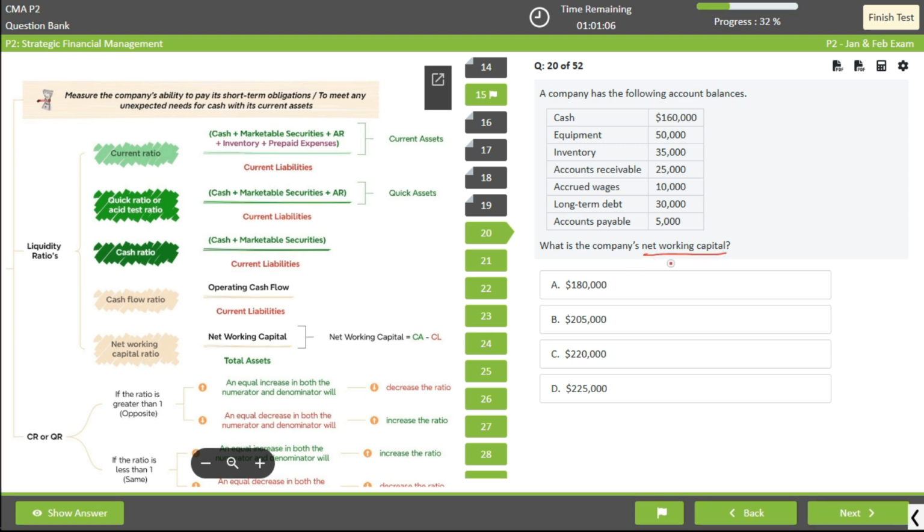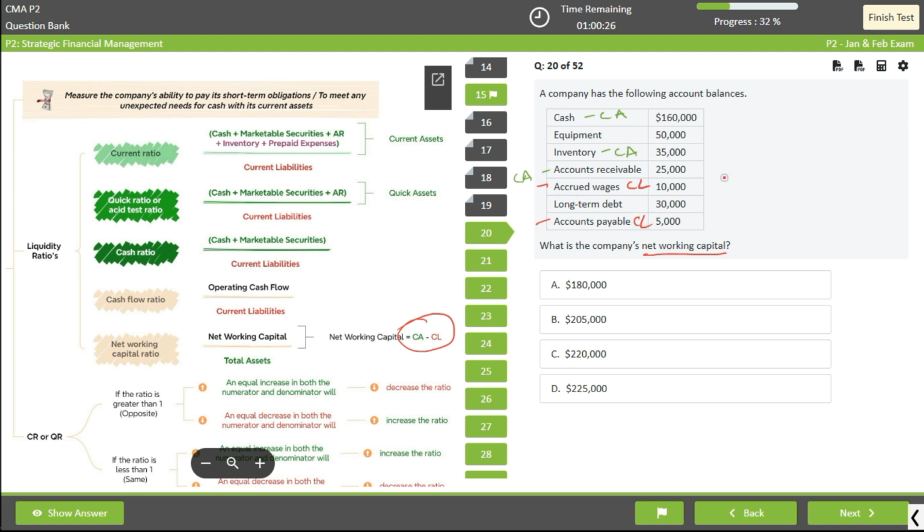So here they are asking about the company's net working capital. What is net working capital? Net working capital is the difference between current assets and current liabilities. Now let us find the current assets and current liabilities. Cash is a current asset. Inventory is a current asset. Accounts receivable is a current asset. Accrued wages are current liabilities, and long term debt, no. Accounts payable is a current liability.